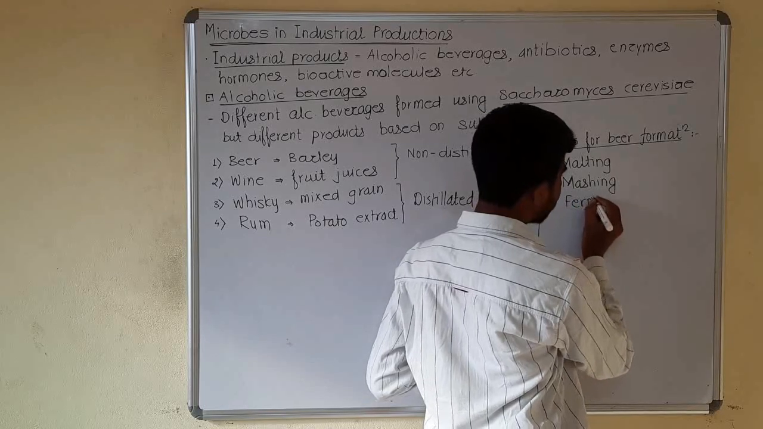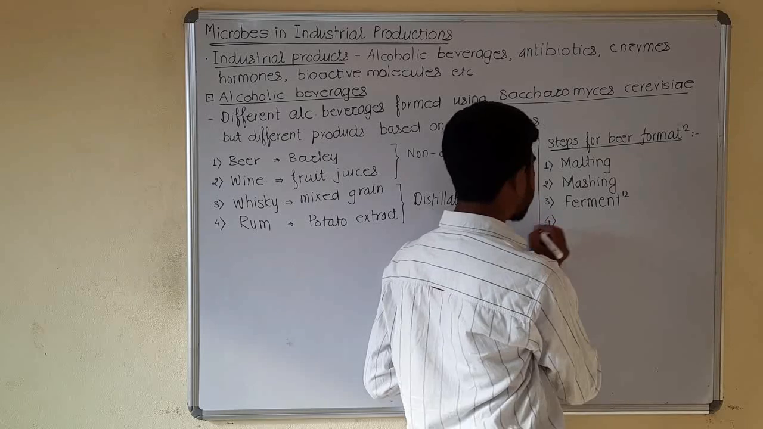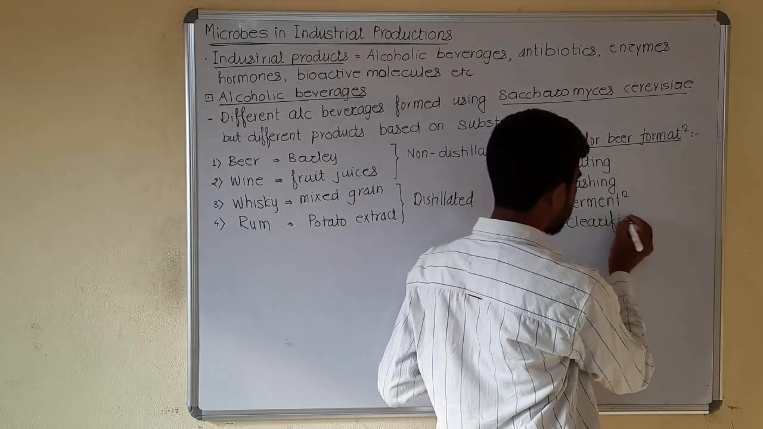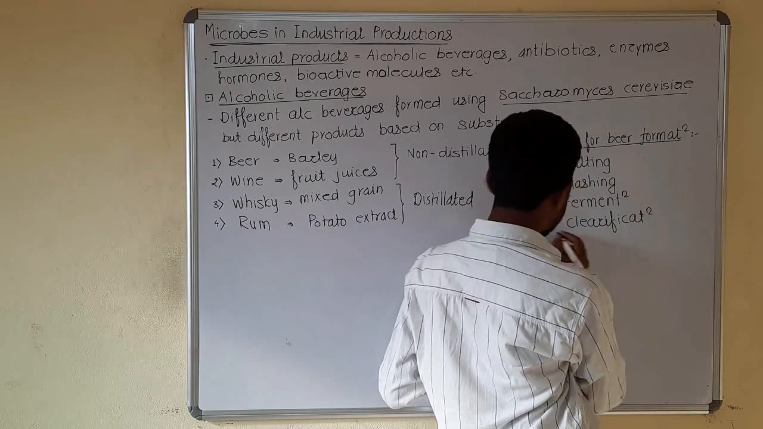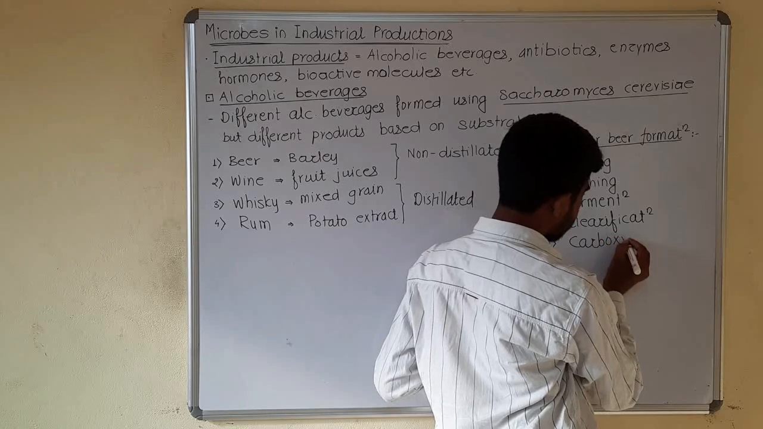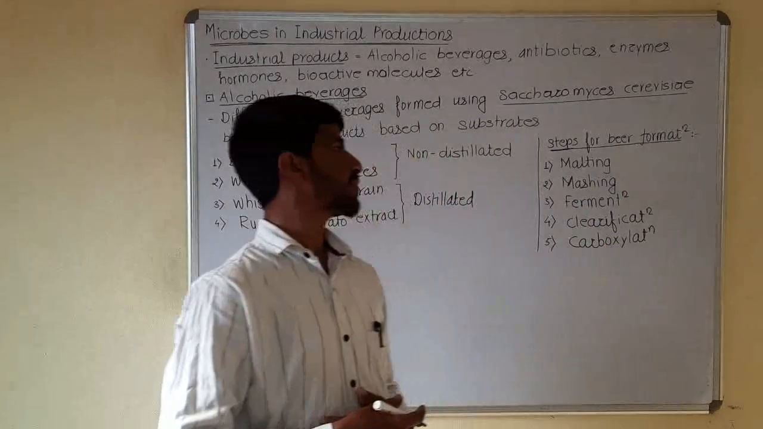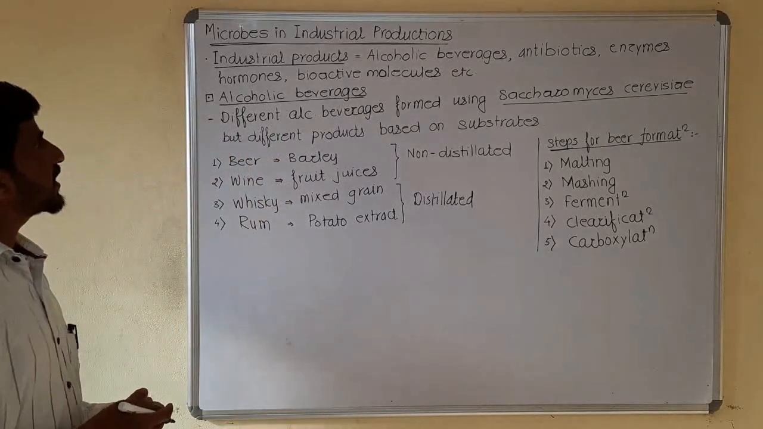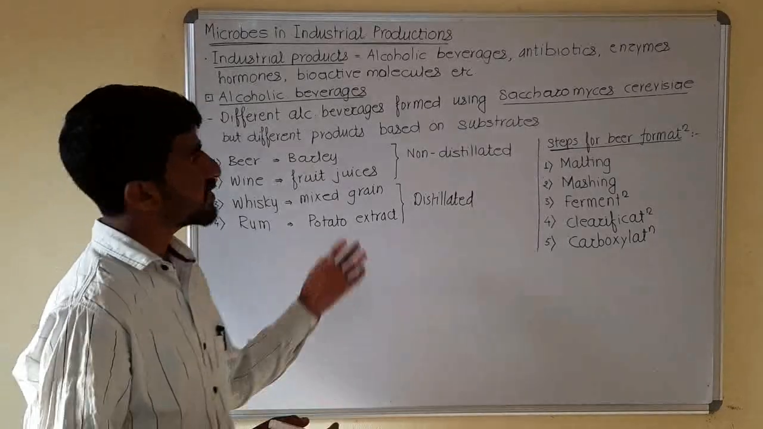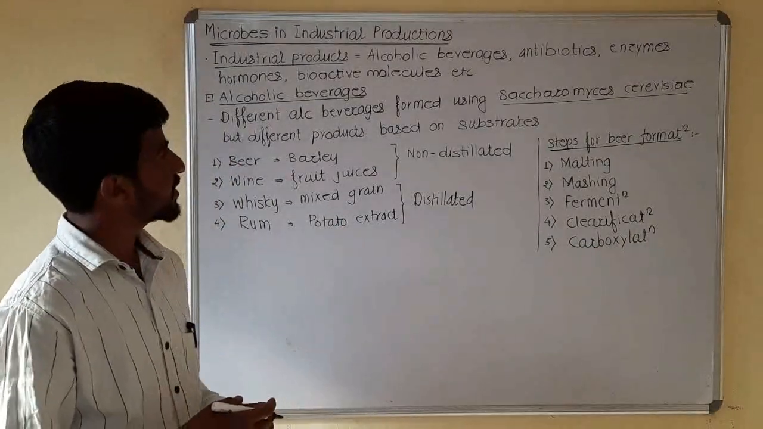Then fermentation. After fermentation, clarification, and the last one, carbonation. So these are the stages of beer production. Like that, the different alcoholic beverages are developed at the industrial level. So just keep these things in mind.